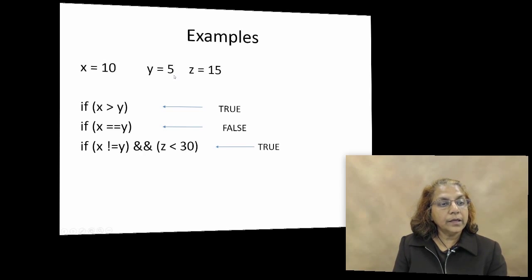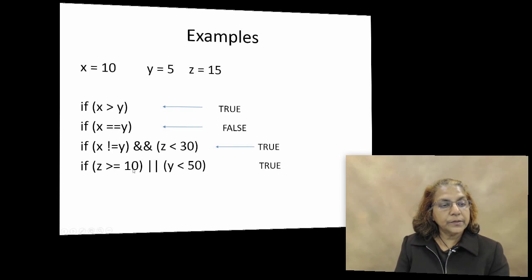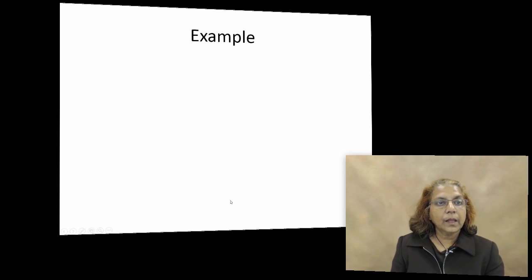X is not equal to y, so it is true. And z is less than 30, it is 15. So true and true is true. Let's examine one more condition. Is z greater than or equal to 10? It is. Or is y less than 50? It is. So it will evaluate to true.